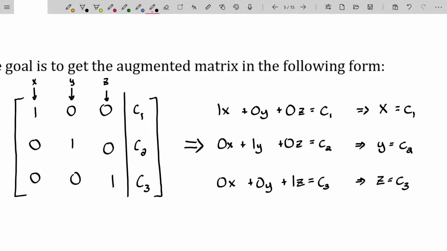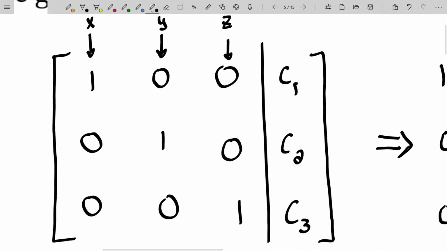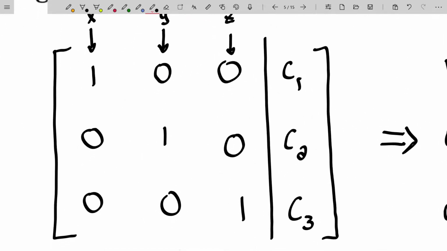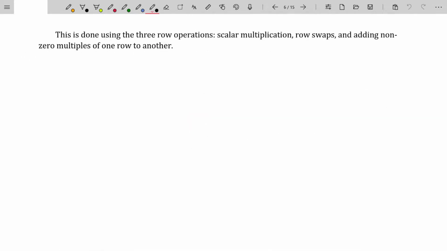So if we can get our augmented matrix into this form by manipulation, we would have the answers to our system, right? We would find out what x, y, and z are. So the big question is, how do you do that? The answer to that question is that you use the 3 row operations.